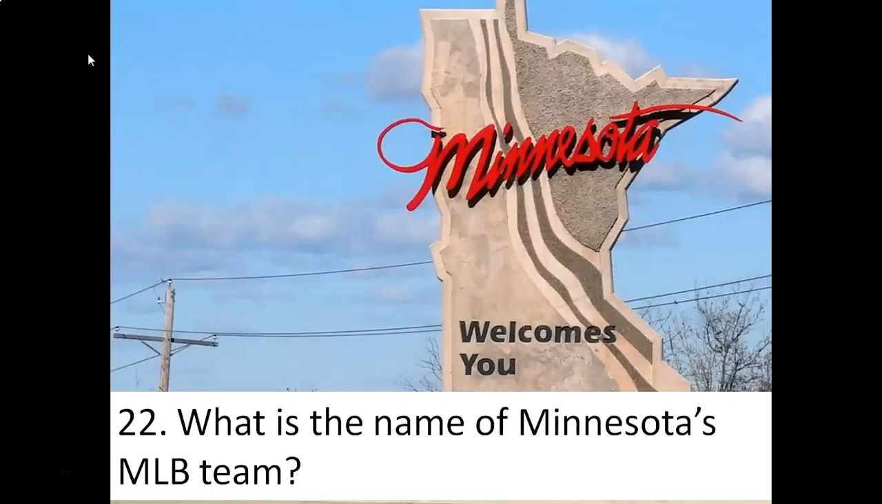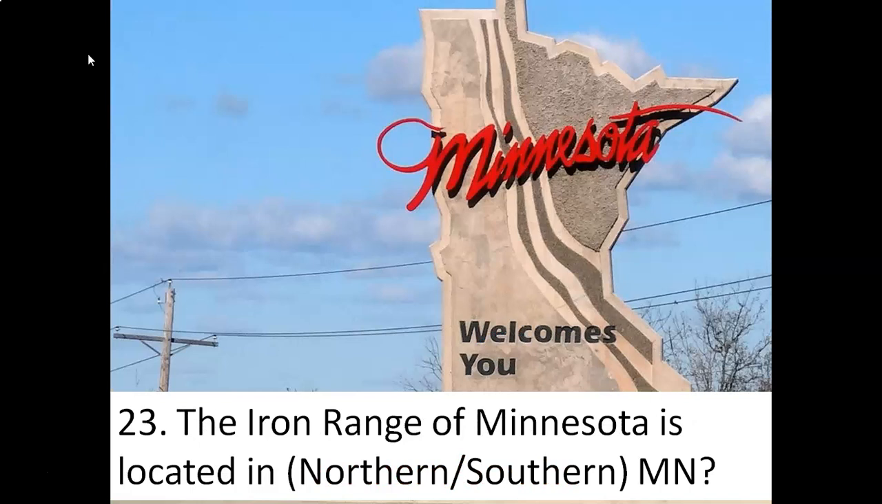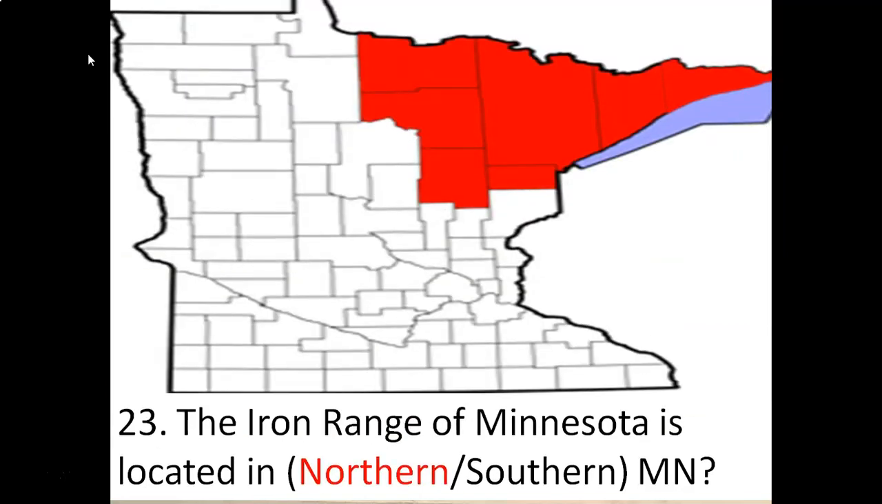What is the name of Minnesota's Major League Baseball team? Haven't seen them in action much lately, but it's the Minnesota Twins, the 1987 and 1991 World Series champions. The Iron Range of Minnesota is located in, is it the northern part of Minnesota or the southern part of Minnesota? The Iron Range is in northern Minnesota.